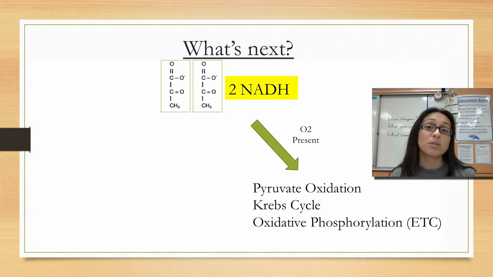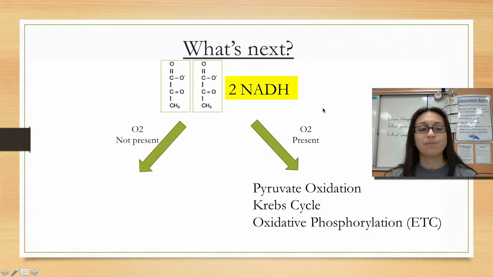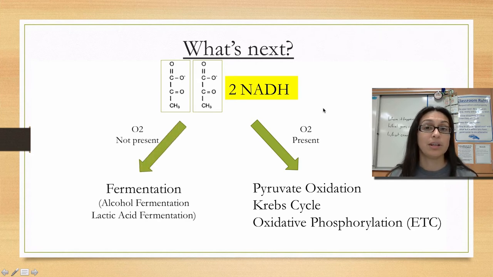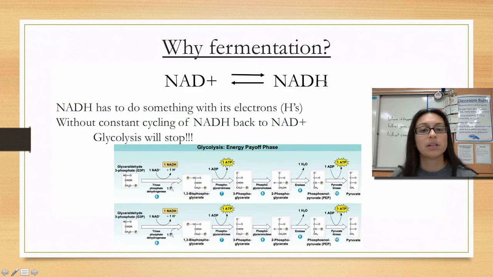So if there is oxygen present, these will continue into these steps here. And then if there's not oxygen present, that is where fermentation is going to come in. So there's many different types of fermentation. The 2 types that we're going to look at are going to be alcohol fermentation and lactic acid fermentation. So let's go ahead and take a look and see what happens to our pyruvates and our NADH with fermentation.